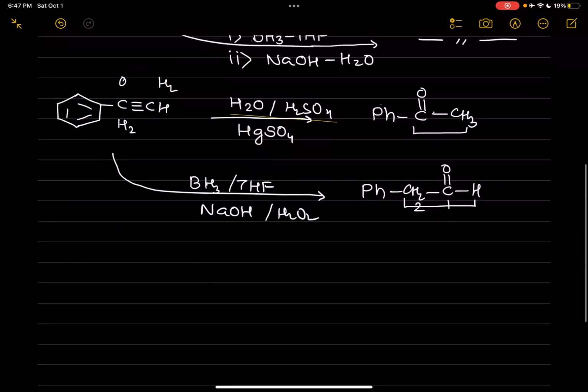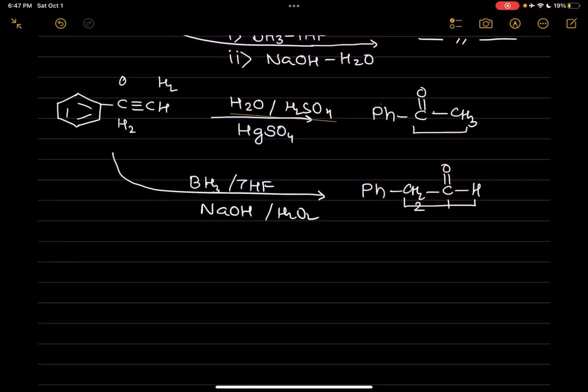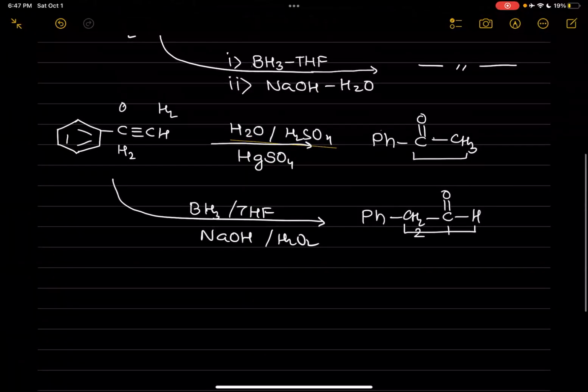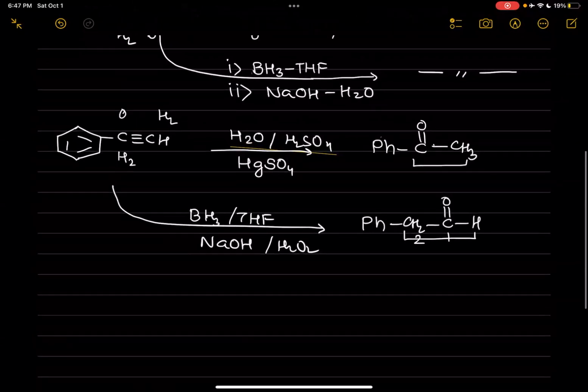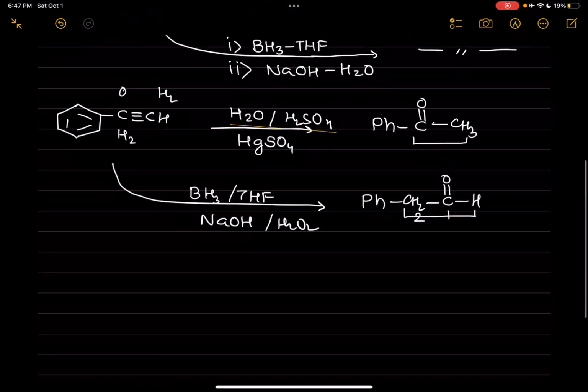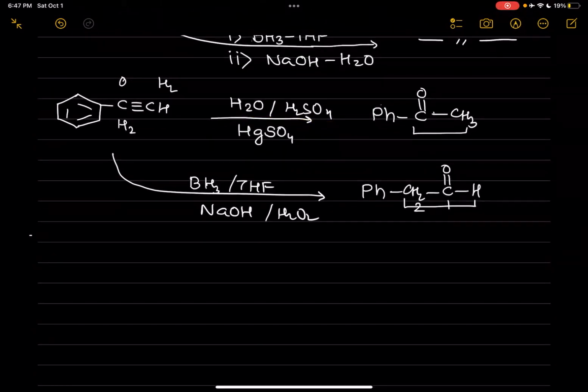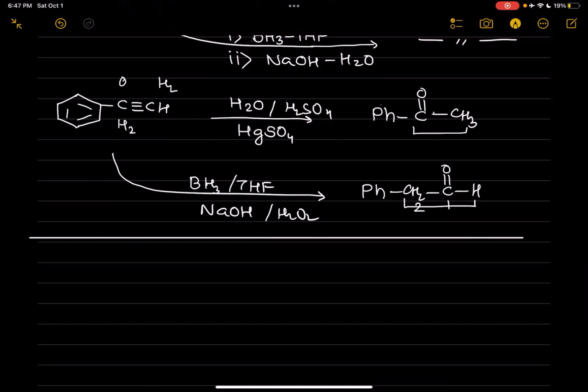So that was addition from alkynes. Now the next is alkenes. You can't add directly, but alkenes you can add water and you can oxidize the alcohol. Now the next method is from alkyl halides.